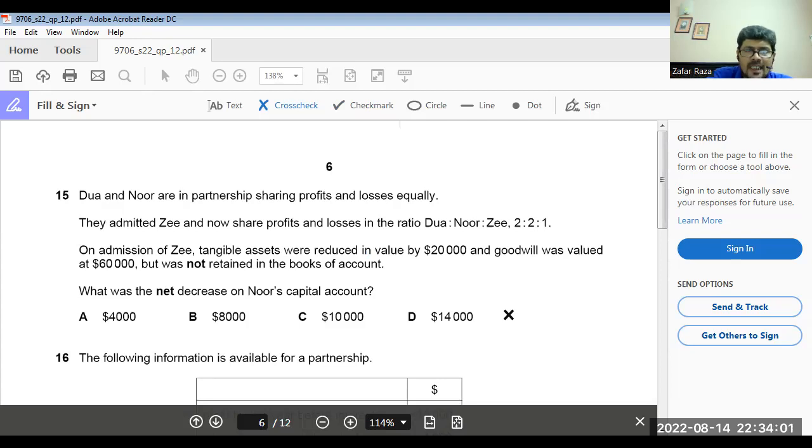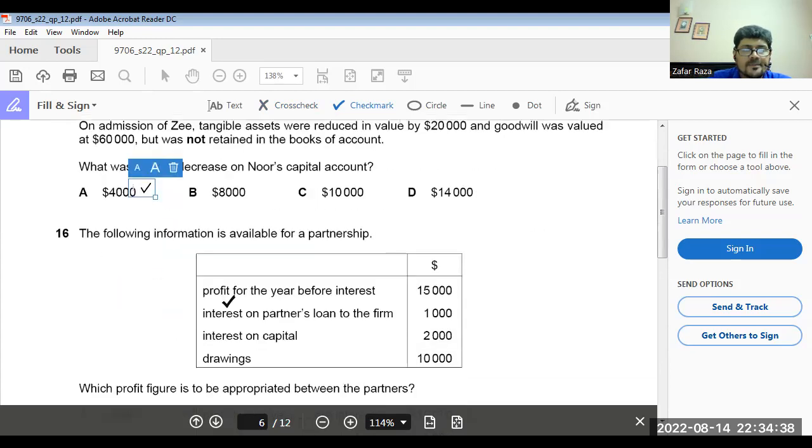Now, after the admission of Z, they will remove goodwill from accounts. This 60,000 goodwill is going to be reduced from the accounts of all the partners in the ratio 2 to 1. So 2 to 1 means what is the share? 60,000 multiplied by 2 divided by 5, 24,000. So it means Noor's total capital is decreased by 4,000. Okay.